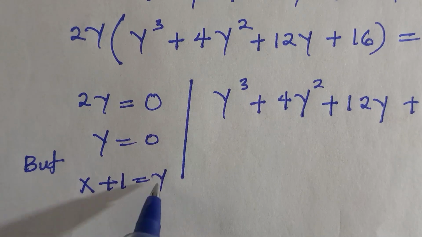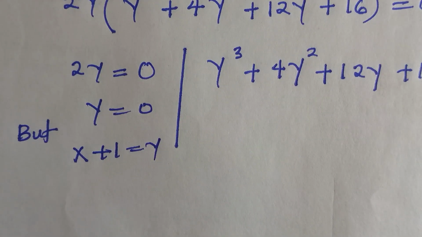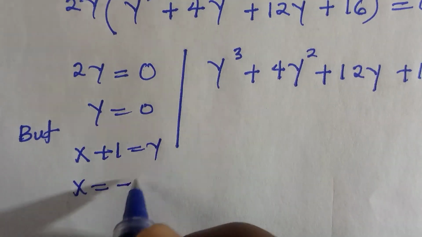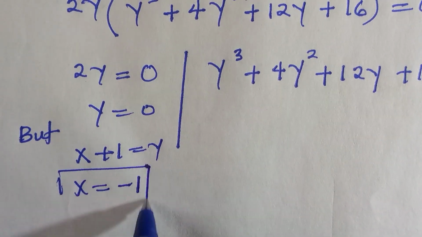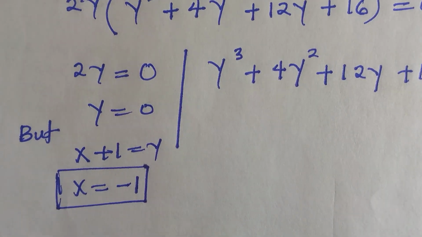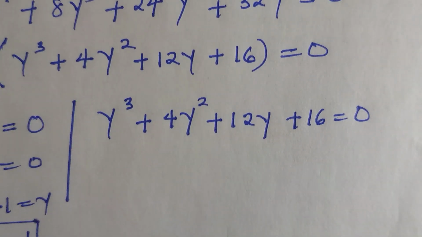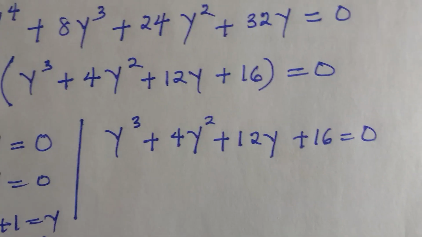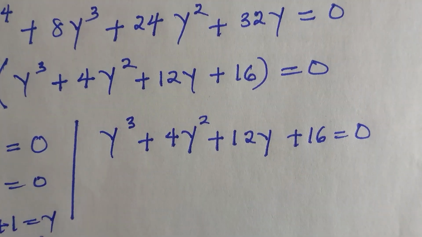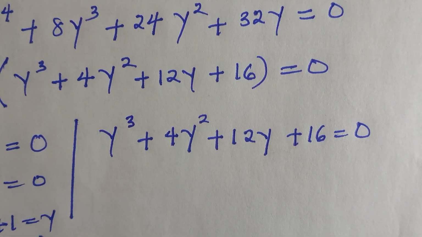That is, anywhere we have y equals 0, it means that x will be equal to minus 1. And x equals minus 1 is one of the roots of that quartic equation. Let's see how to solve this. But what do you think? There is a short way of doing this. We call it synthetic division.